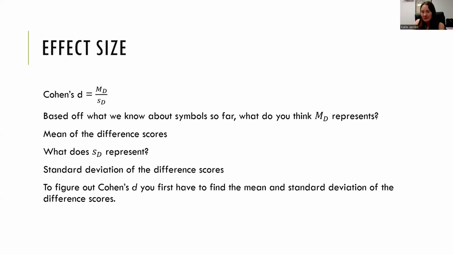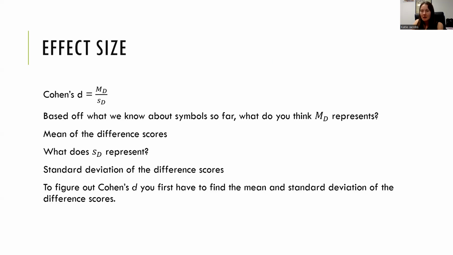So to calculate Cohen's d for our dependent samples t-test, you have to calculate the mean of our difference scores and the standard deviation of them as well, which is okay because you actually already calculated those earlier on, when you calculated the z scores for each of our difference scores. So we had to do that anyway.